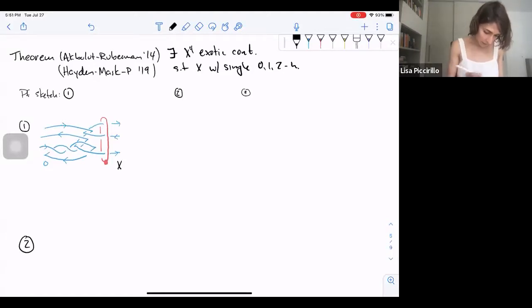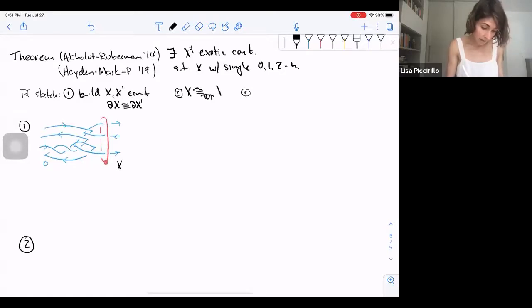It's pretty straightforward. Logically, we're going to build X and X prime contractible that have the same boundary. Then we're going to show that they're homeomorphic. And then we're going to show that they're not diffeomorphic.